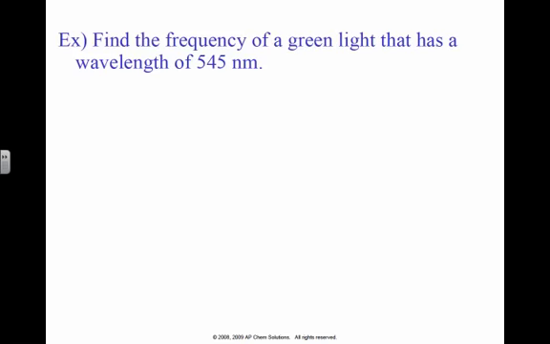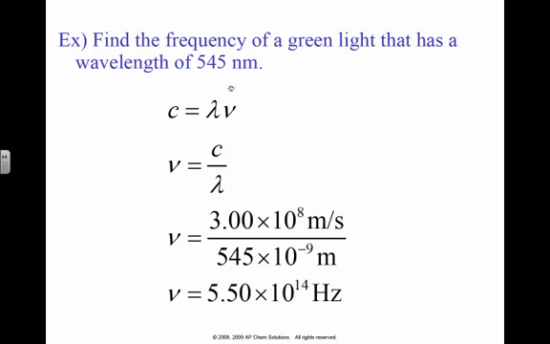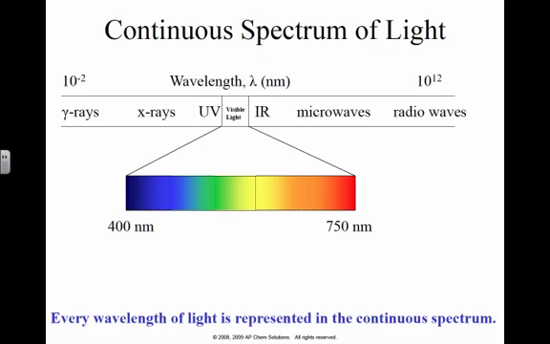So for example, find the frequency of a green light that has a wavelength of 545 nanometers. There's that nanometers. Nano just means times 10 to the negative ninth. So if I plug in everything that I have, I have the speed of light, 3 times 10 to the 8th, then I'm just going to plug in 545 times 10 to the negative ninth meters. That gets me an answer of 5.50 times 10 to the 14th hertz.